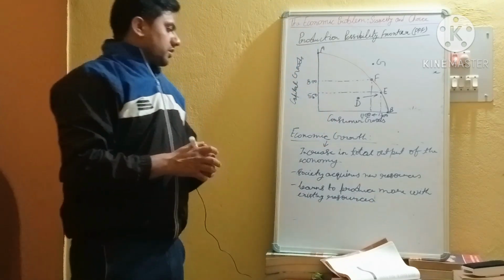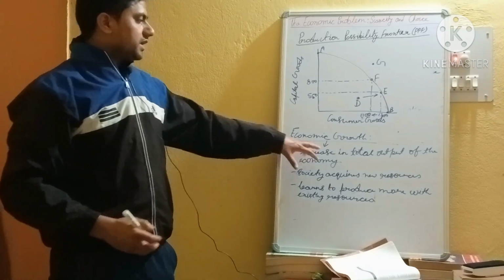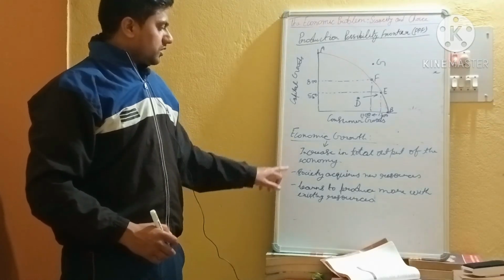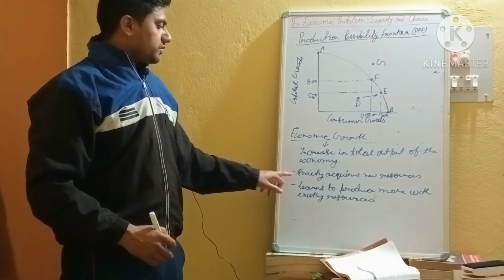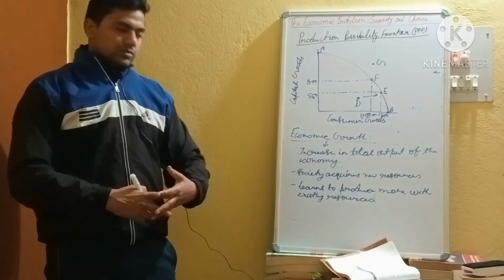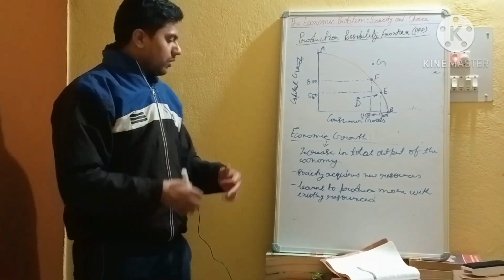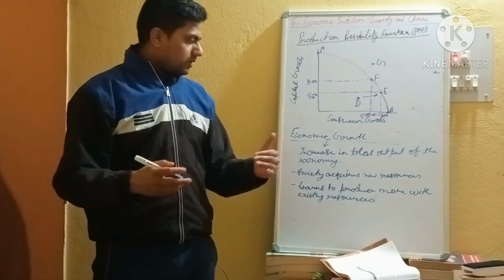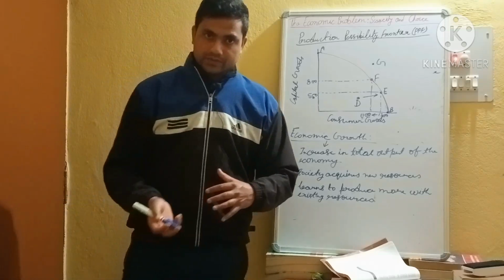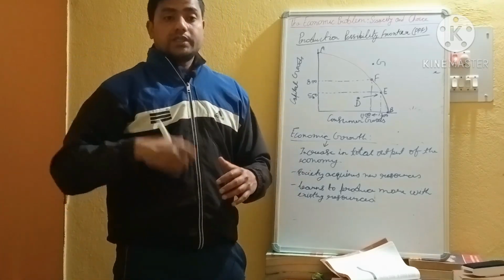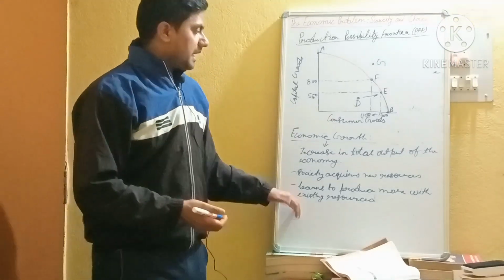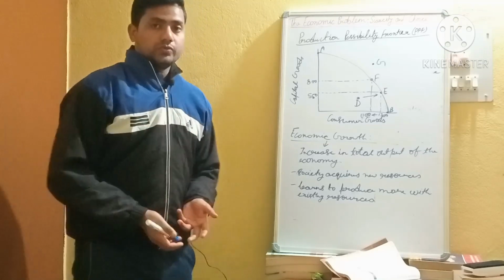Okay, so economic growth means an increase in the total output of the economy, and this economic growth occurs when society acquires new resources. When society gets new kinds of resources, then there is economic growth, or it may be due to the learning of a new way to produce, or a new technique or new technology to produce goods or services. So in that case also the economy grows.